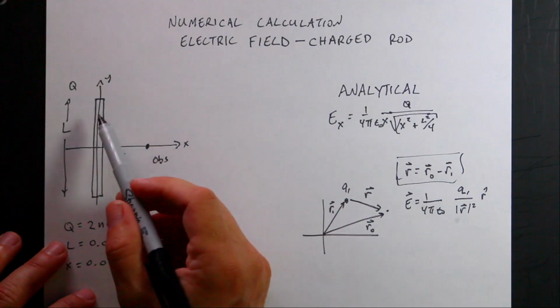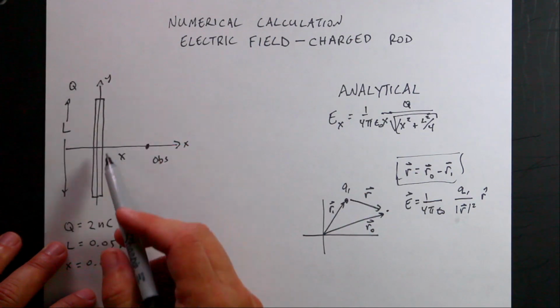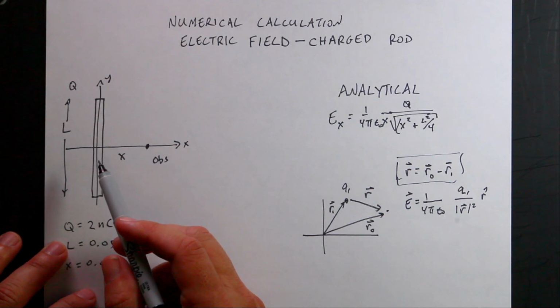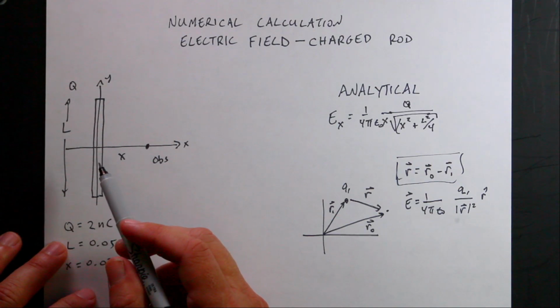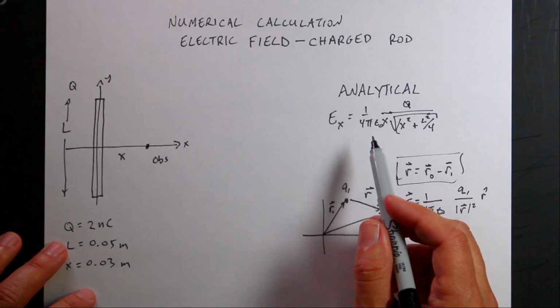In the analytical solution, I broke this into pieces. And I'm going to do that again. But in the analytical solution, I took the limit as the piece size goes to 0 and the number of pieces goes to infinity, and that turned into an integral. And that's how I got this. So we're going to do that again.